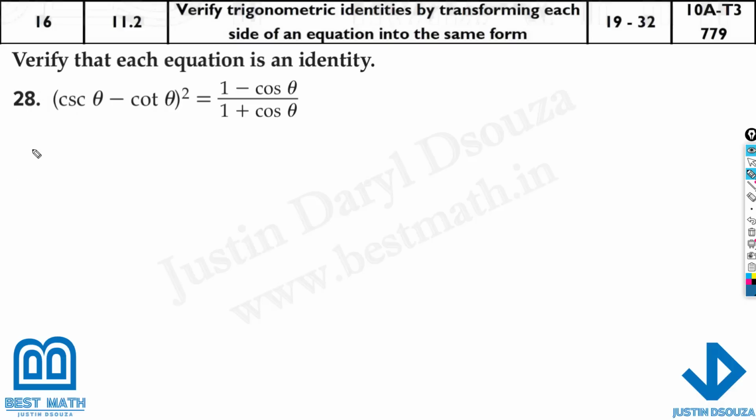Okay, going on to the 28th problem. Now here we can see there is a whole power 2. So it's like a minus b the whole power 2, right? But instead of that, first let's simplify how much we can, because it's cosecant and cotangent. And the thumb rule is to get in terms of sine and cosine, isn't it? So here it's 1 by sine theta minus, it's not sine, cot is cosine by sine. This is cosine theta by sine theta, the whole squared.